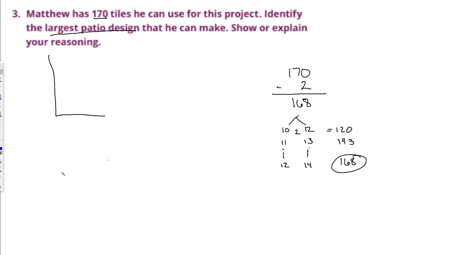And so that's the number, and that 12 corresponded to the design number. So it would be design number 12 that would actually give us the largest patio design. And so for design 12, that meant that you had 12 rows in that center part plus your entrance and exit. So 12 here.